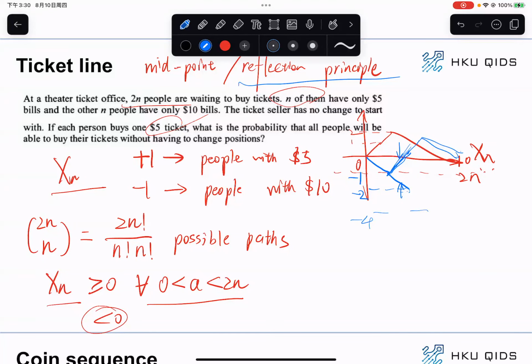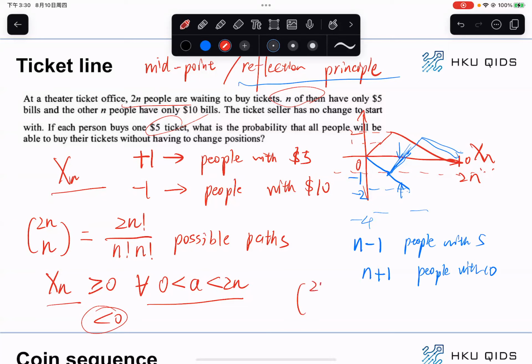To get -2, we need to have n-1 people with 5 and n+1 people with 10, right? So we need to choose n-1 out of 2n to have such a number of passes, which is this number.